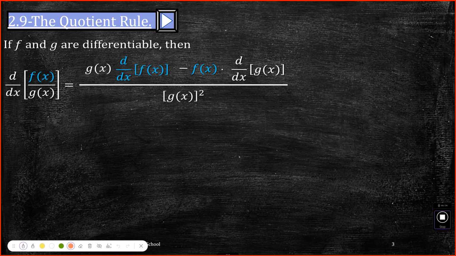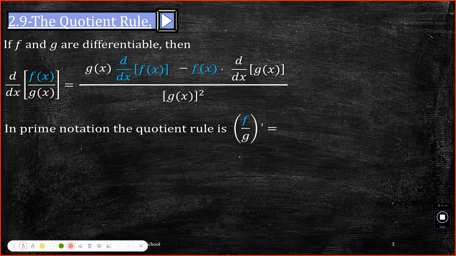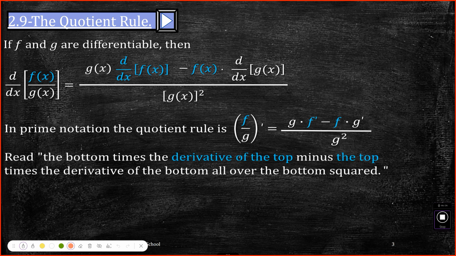There's a ton of videos on the quotient rule. You can go look at them. They might do it a little differently, but it's the same. In prime notation, the quotient rule is: you have a function on top, a function at the bottom. Bottom times the derivative of the top minus the top times the derivative of the bottom, all over the bottom function squared. This is how you read it.